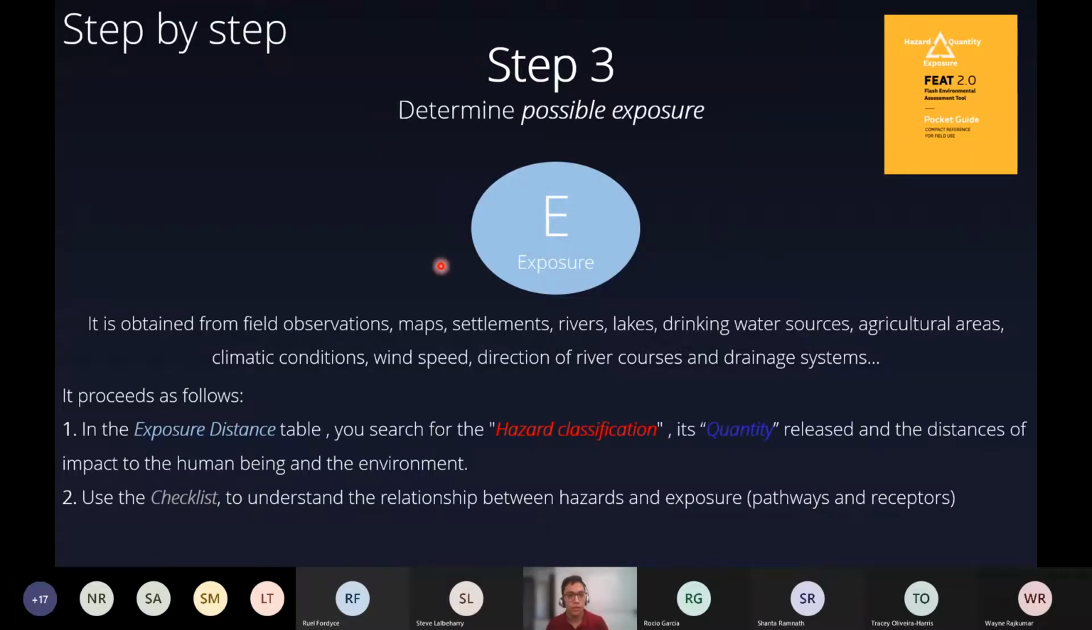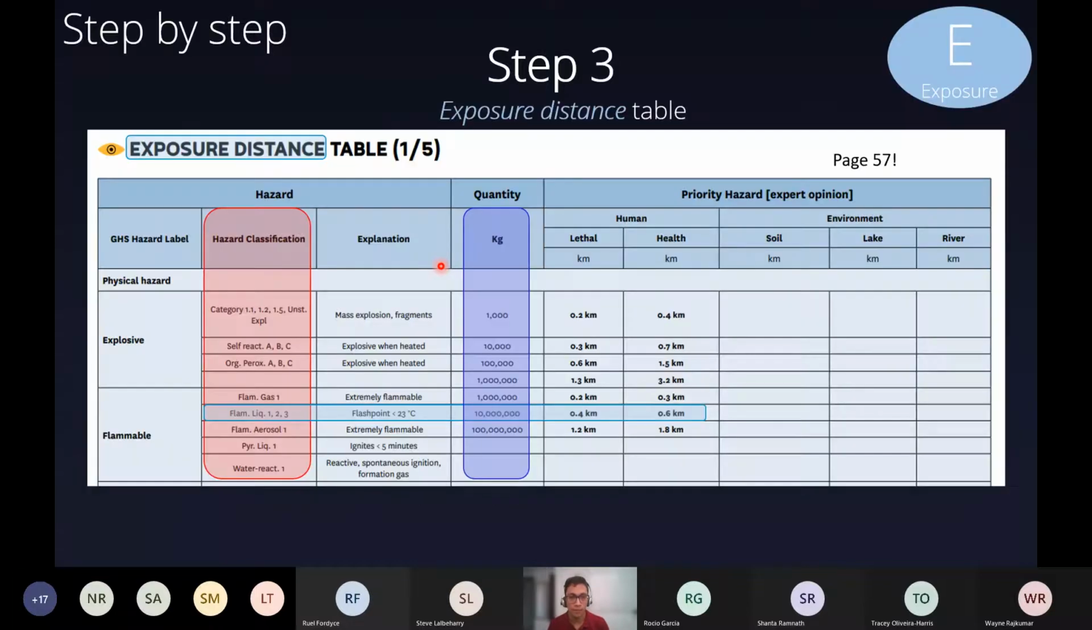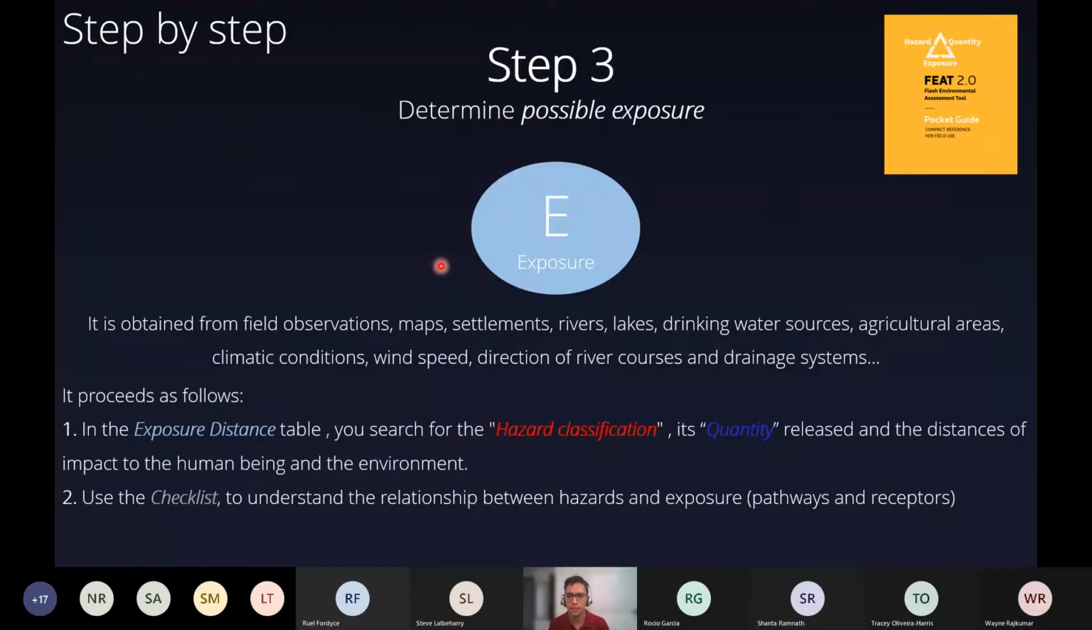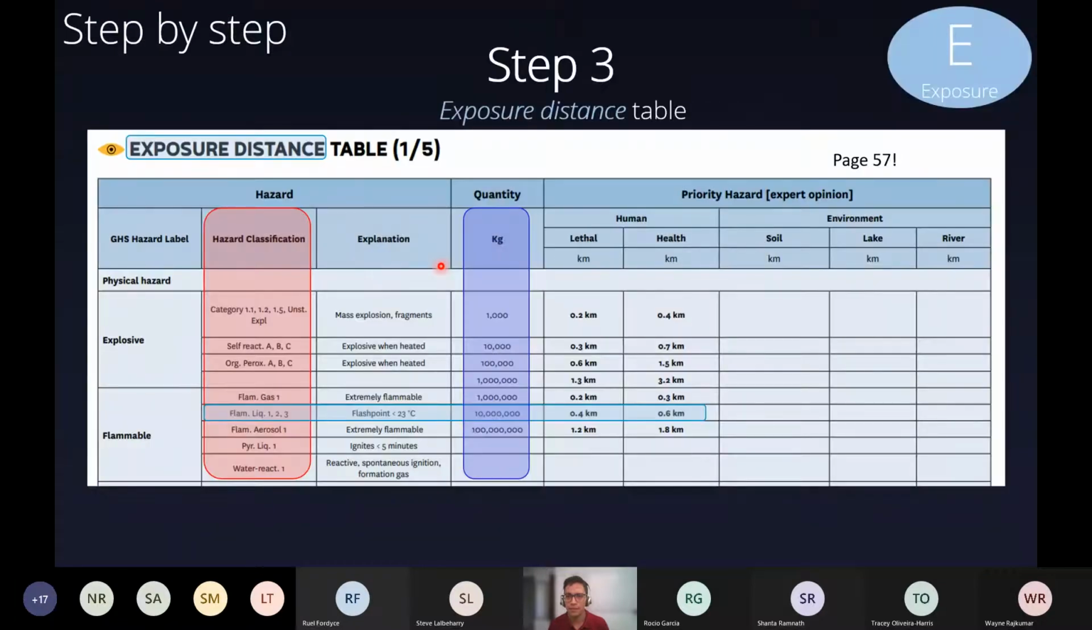How do you do this? So you go to the exposure distance table, which is on page 57. Yes, 57, right? Page 57. And depending on the names we typed down before, if you remember from the hazard classifications, that they had weird names like FLAM aerosol 1, or FLAM leak 1, 2, 3. Depending on these that the FEAT gave us before, we take this row and then we go to the quantity. And depending on the quantity, the FEAT will give you their result. And this is what we need.